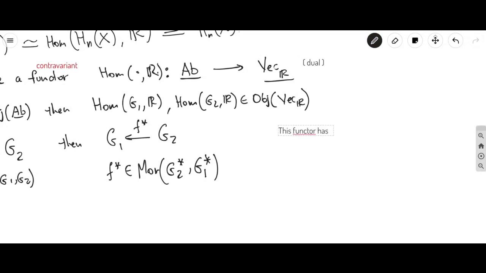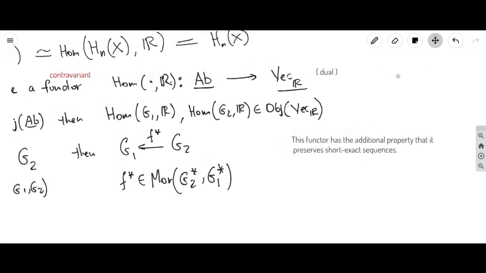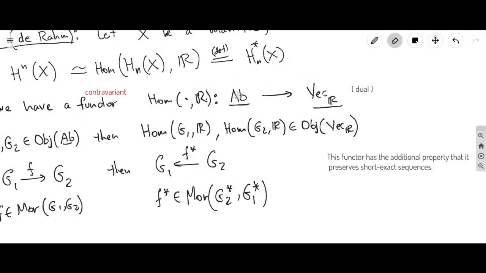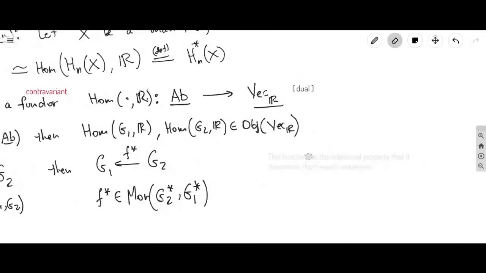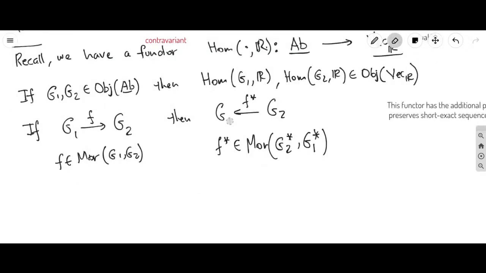this functor has the additional property that it preserves short exact sequences. So if you have a short exact sequence consisting of abelian groups, and you apply this dualizing functor, then you will have a short exact sequence of vector spaces. Now I should probably say how this functor is being defined. I did forget to put the duals right here. It's exactly what you think it does.